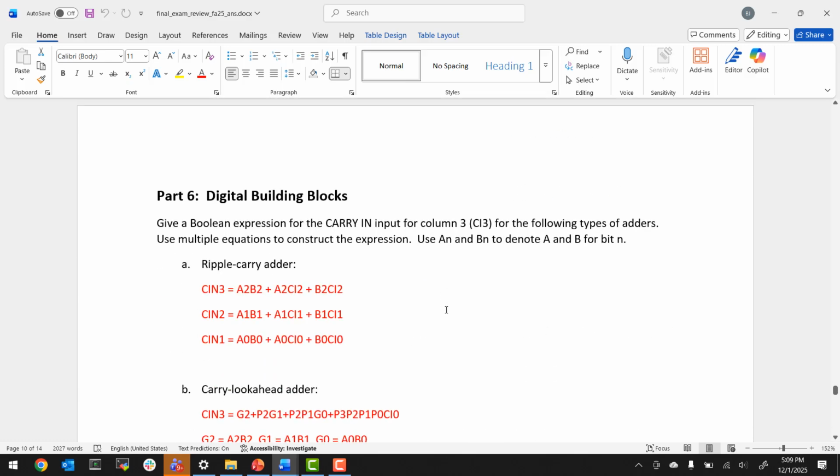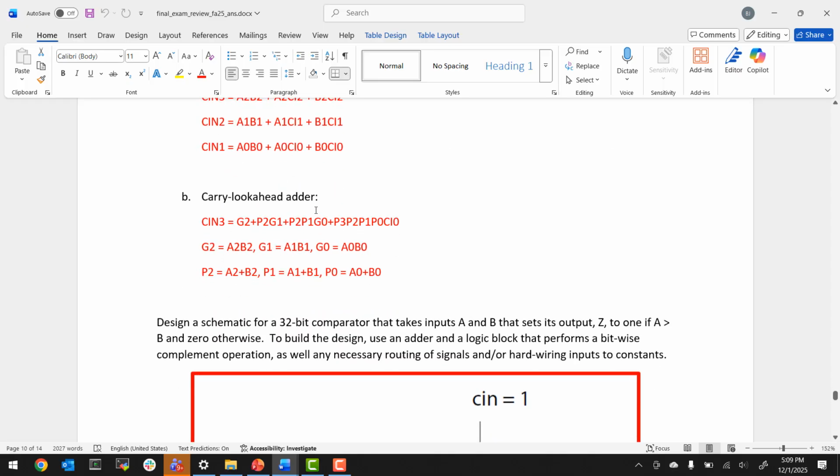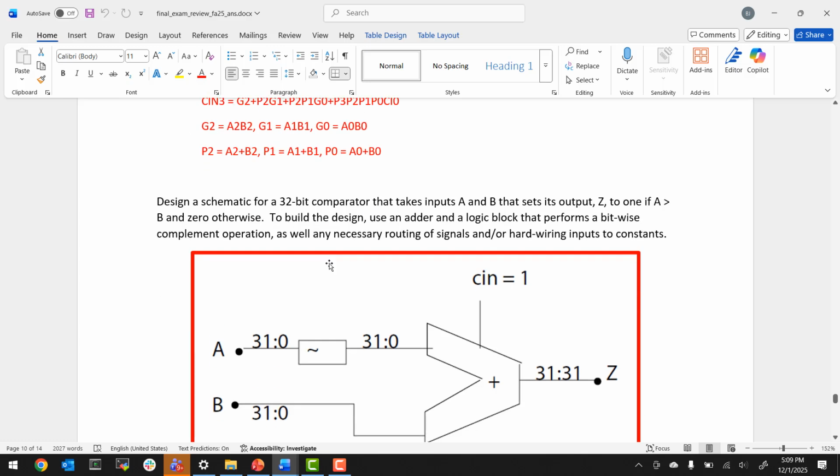Then digital building blocks. Okay, real quick, I only have a minute left. Give a Boolean expression for the carry-in input for column 3 of the following types of adders. Ripple carry adder, very simple. The carry-in into column 3 depends on the carry-in of column 2. The carry-in of column 2 depends on the carry-in of column 1. So obviously there are 3 equations there. Carry look-ahead adder, it's generate and propagate, same kind of idea.